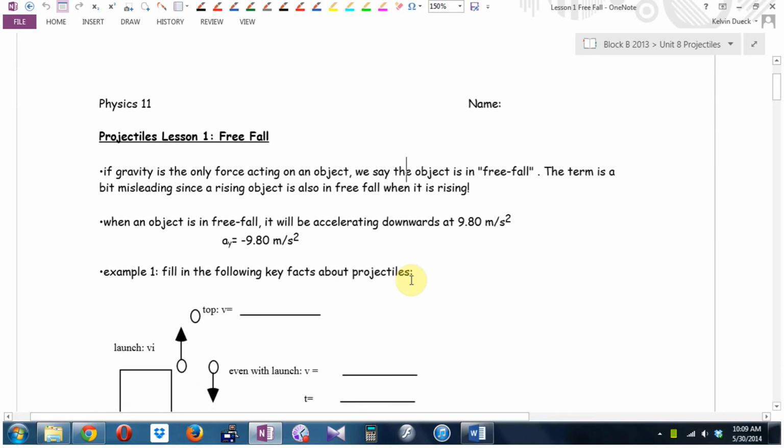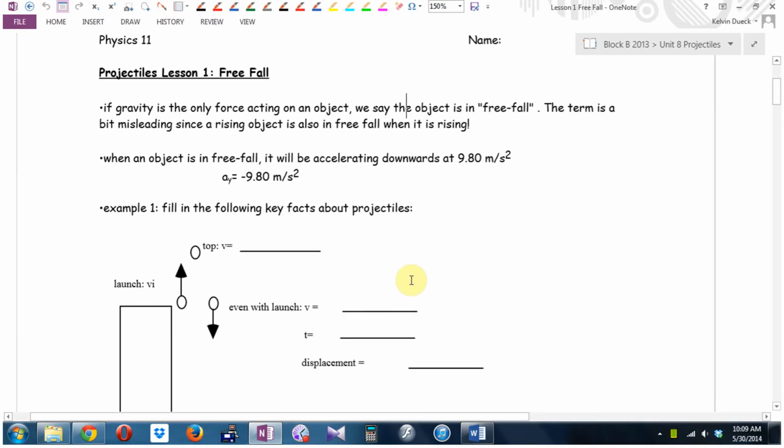Projectiles Lesson 1. We're going to start out reviewing what happens when you throw something straight up and down. And then we're going to move into, hey, let's throw something properly. Let's throw it up at an angle. And your hint is going to be components. We're going to use components. We're going to use some vector math. So, Lesson 1, free fall.